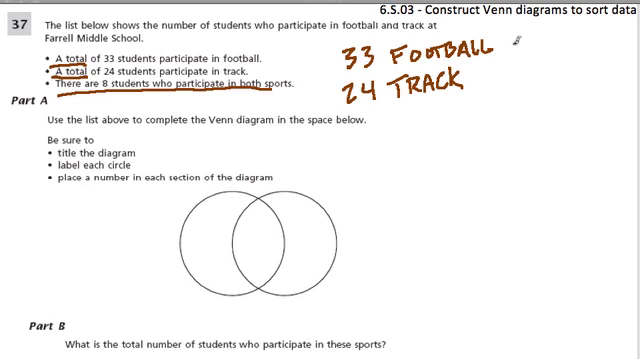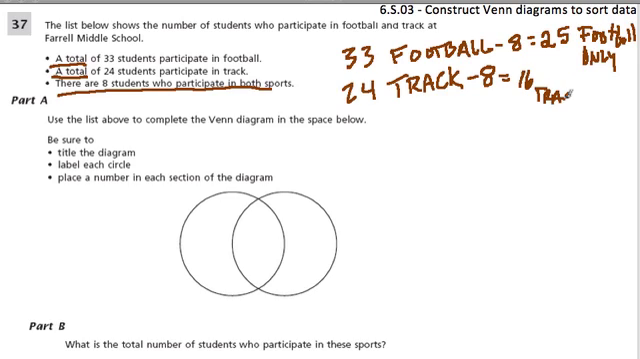So what does that mean? Well then, if we subtract 8 from the 33, right, who are the students who are in both sports, we'll have the students who are just in football only. Same thing with track. If we subtract those 8 students who are in track and football from the total track group, we'll get the students who are just on the track and not on football. And that is what? 24 minus 8 is 16, and that's on track only.